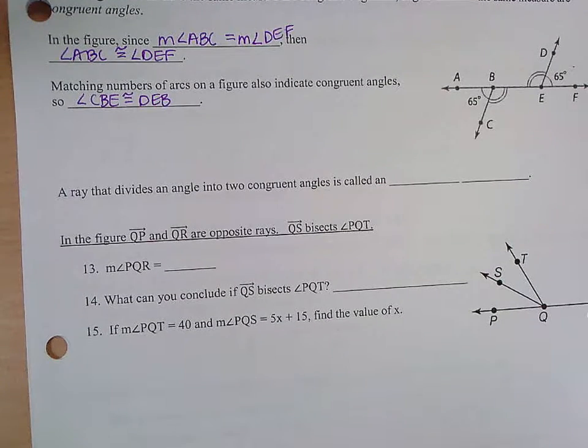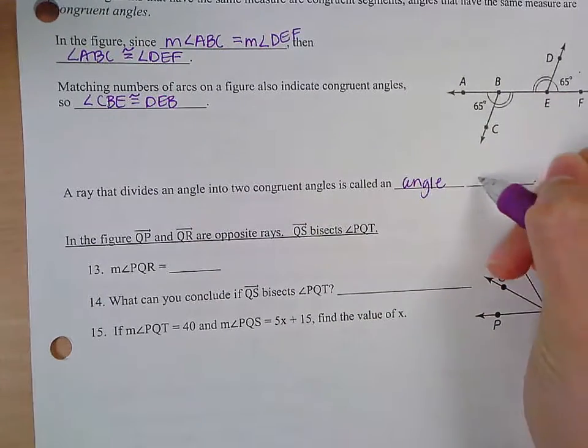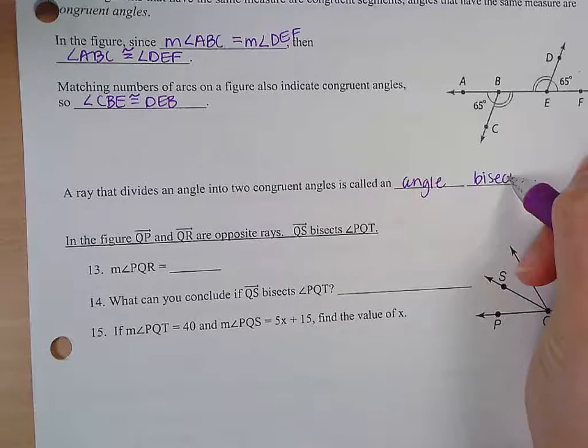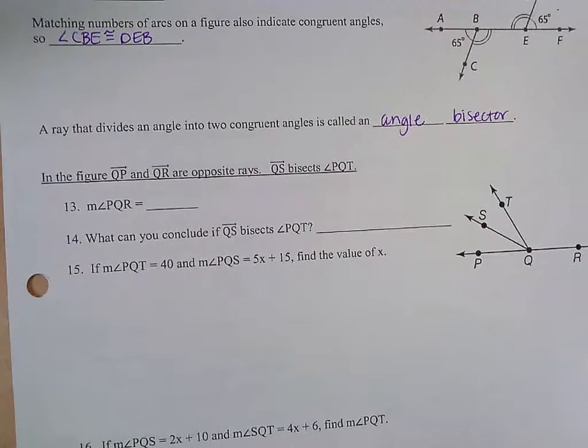Okay, and then the last fill in the blank before we go through these examples, a ray that divides an angle into two congruent angles is called an angle bisector. So remember, anything that is a bisector means it cuts something in half. So a ray that would divide an angle in half is called an angle bisector. If you divide a segment in half, it's a segment bisector.